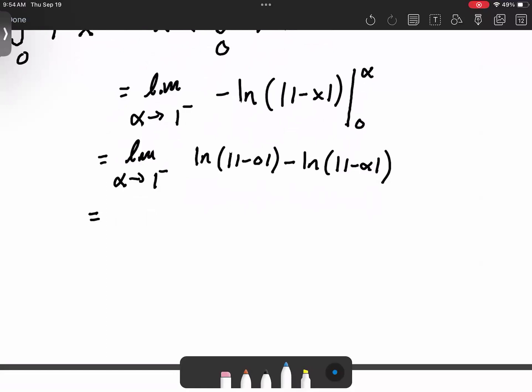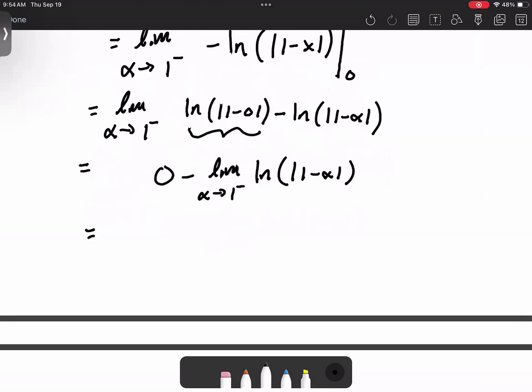Okay, so this term here doesn't have any alphas in it. It's a constant as far as this limit is concerned, so the limit is going to move past it. Let's go ahead and evaluate it. 1 minus 0 is a 1. Absolute value of a 1 is a 1. Natural log of 1 is a 0. So this whole term is just 0. And then we have minus the limit as alpha approaches 1 from the left of natural log absolute value 1 minus alpha.